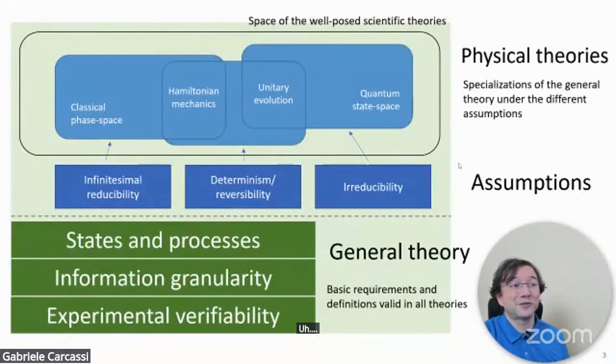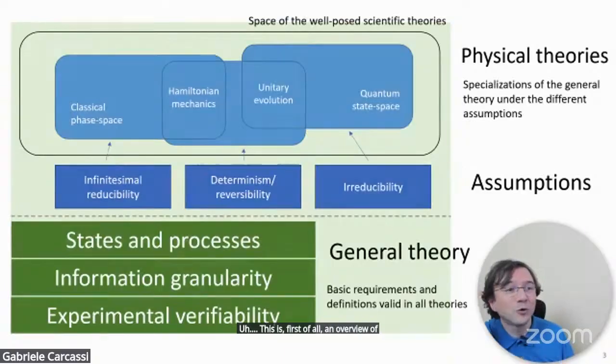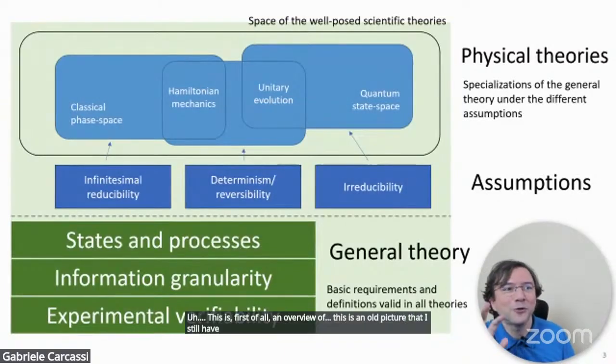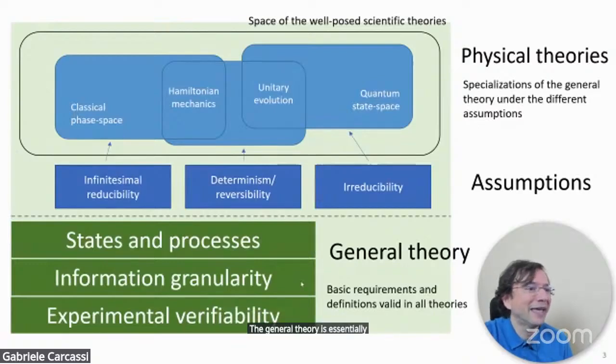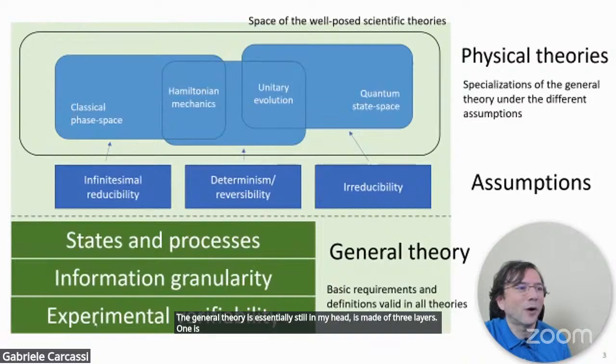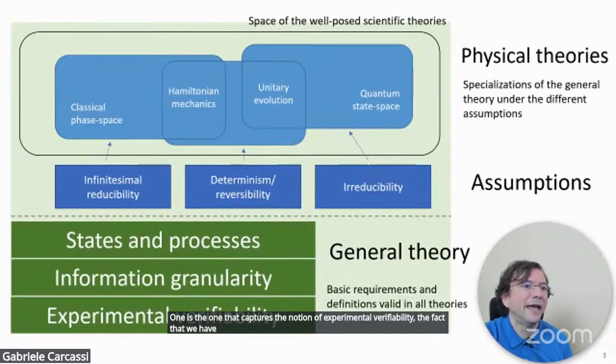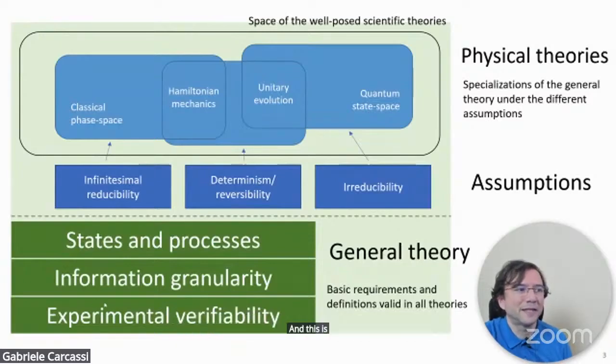This is, first of all, an overview. This is an old picture that I still have. I don't quite know whether it needs to be retouched or not, but the general theory is essentially still in my head, made of 3 layers. One is the one that captures the notion of experimental verifiability, the fact that we have tests. And this is the part that is basically very solidly done.